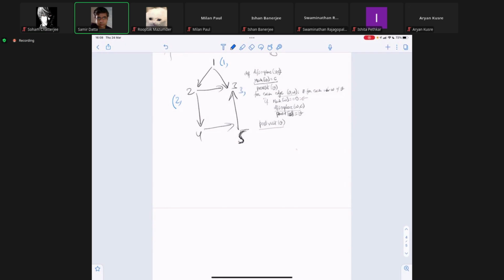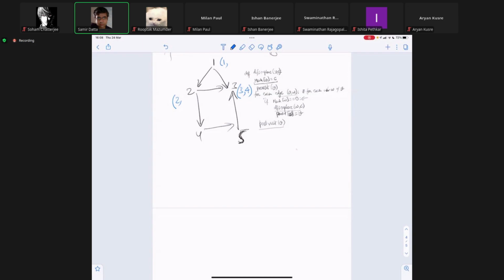But now notice 3, there are no outgoing edges. There are incoming edges, and in the undirected case, we could have gone to 5, but now we cannot because it's not an outgoing edge. Correct? So I would have to close this at this point and come back here. Correct?